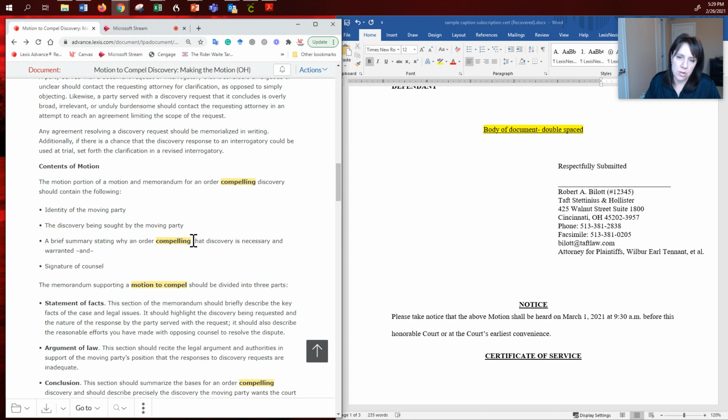Please read through this practical guidance, but this is a pretty straightforward issue that they've just not responded. This is not objections or anything like this. So if you're looking for a little bit of help or a little bit of structure beyond what we've talked about here, by all means, please take a look at the Ohio Motion to Compel practical guidance in Lexis. I think that's always helpful just in terms of understanding it. And of course, please let me know if you have any questions.